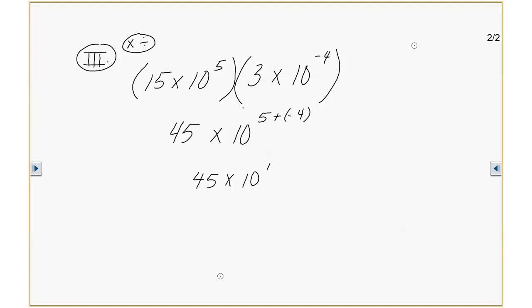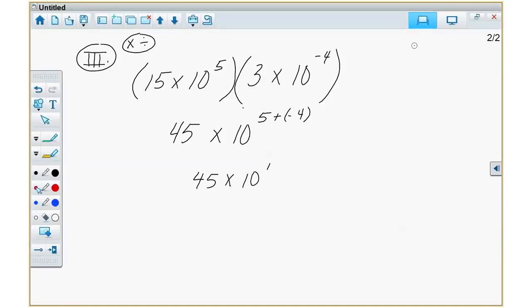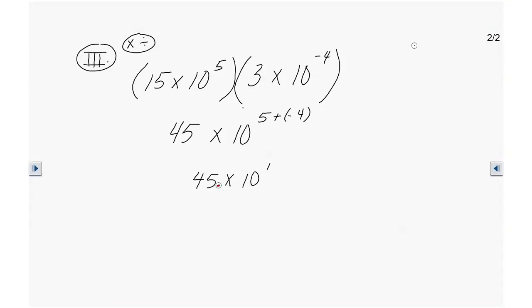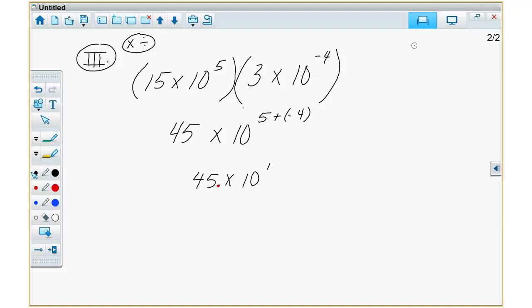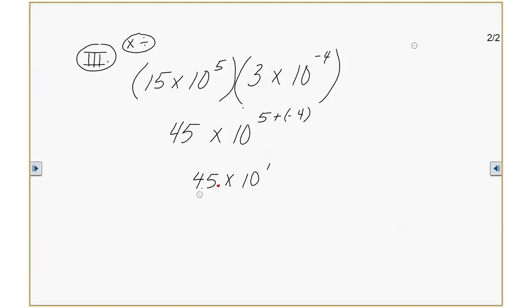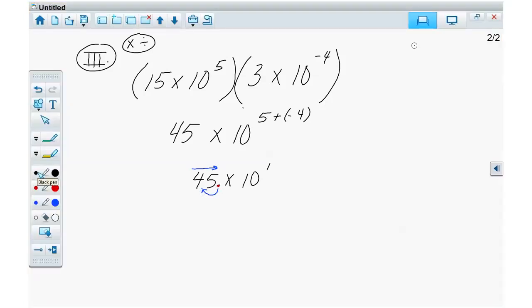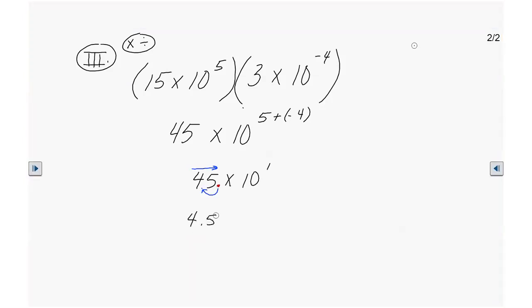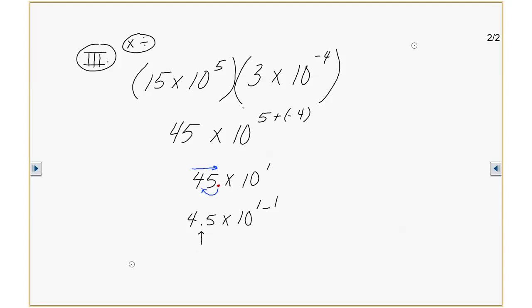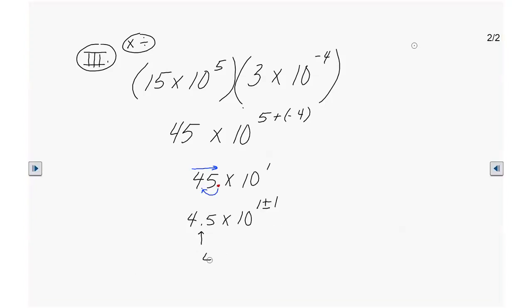No, you're not. Why? Because that's not the scientific notation. The decimal is right there. And you have to move it where? Right there, because you read from left to right, the first number greater than 0 is 4. So you've got to move it one place, and that gives you 4.5 times 10 to the 1.1. Which way do you have to move this decimal to get back the way it was? To the right. So your answer is 4.5 times 10 to the 7th power.